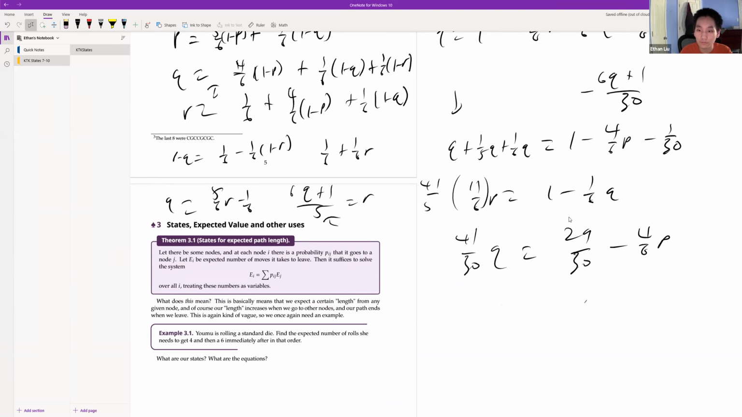Well, not 41, 40 over 55. Actually, no, what am I doing? No, I want this thing to be multiplied by 41 over 5. Yes, okay. And 1 over 5 on both sides.